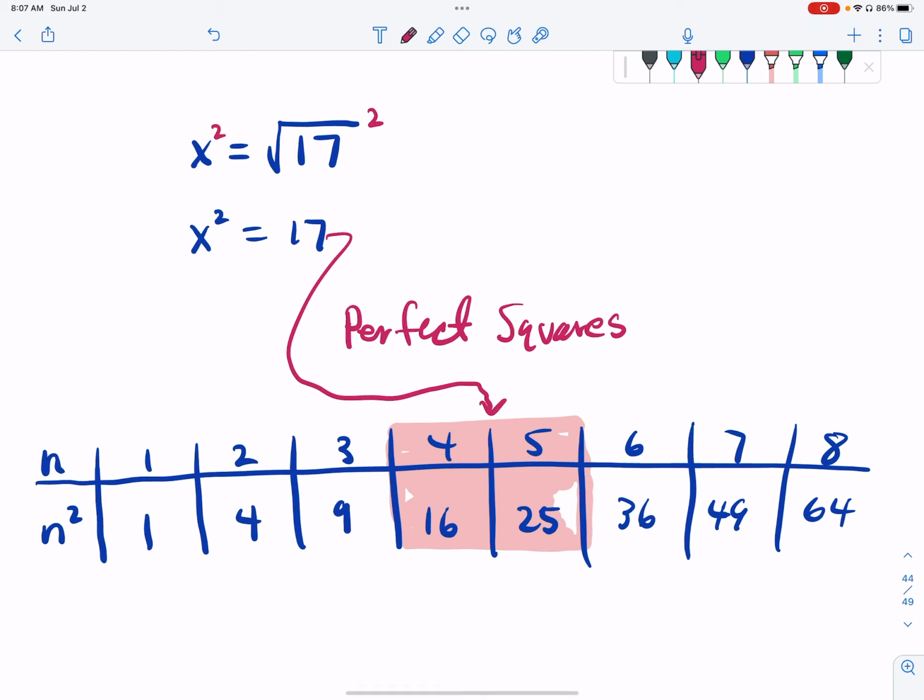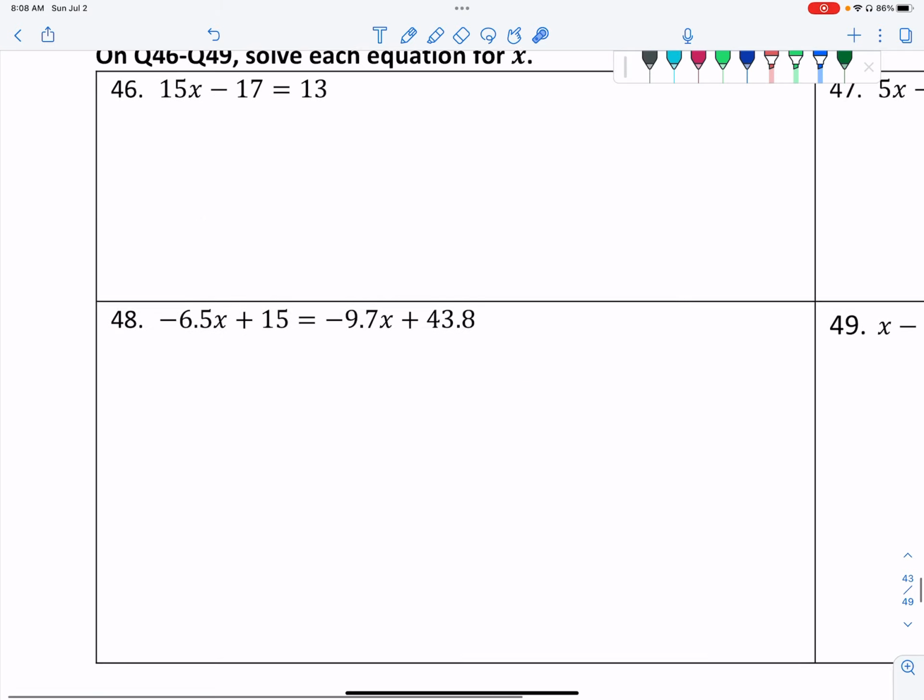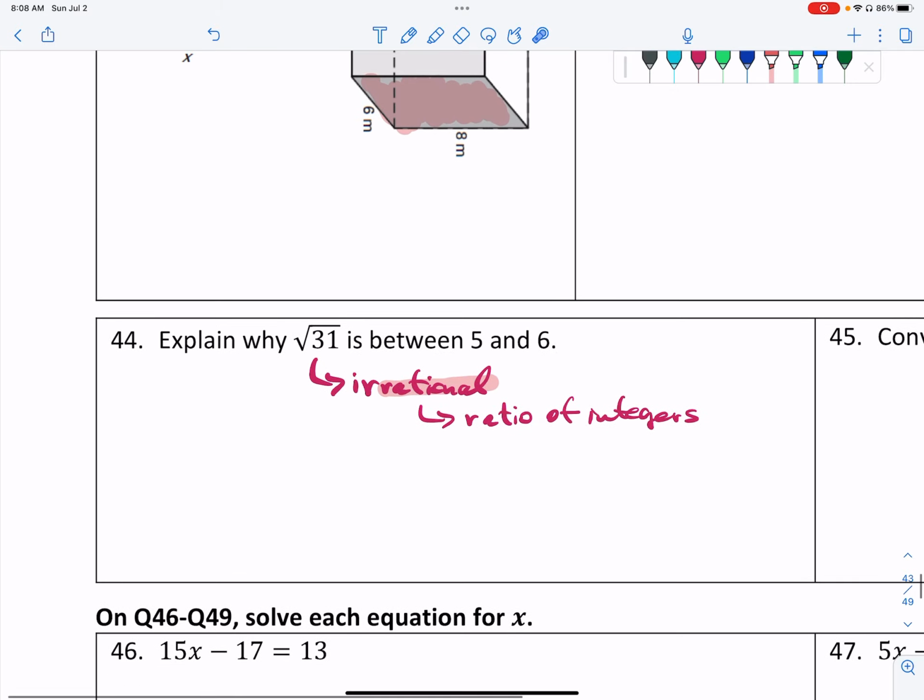And it should be pretty close to 4 because 4 squared is equal to 16. So here we could say something like this. We could say 4 is less than the square root of 17, which is less than 5. So it lives in between the two whole numbers of 4 and 5. You want to do something very, very similar back up here on question 44.